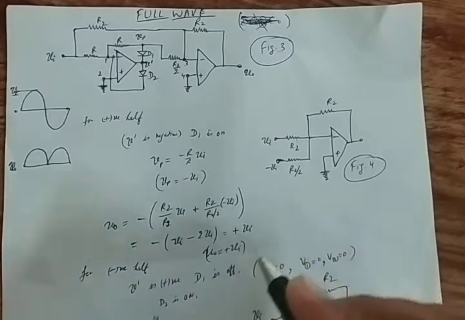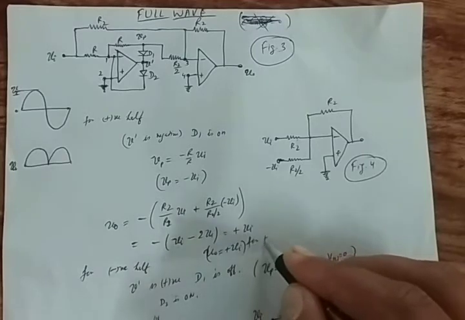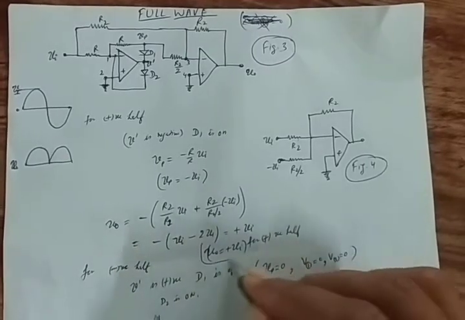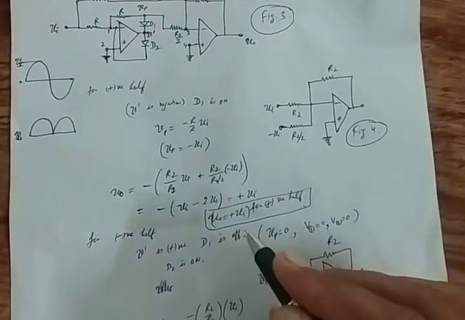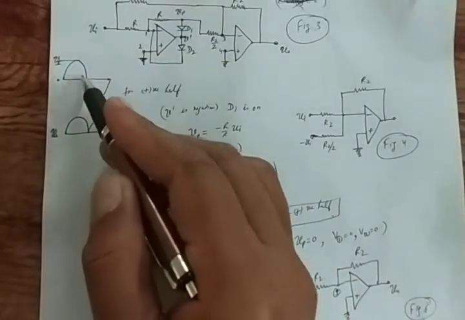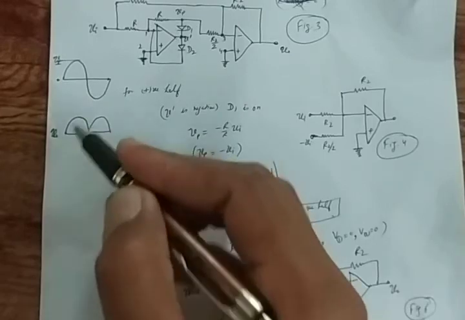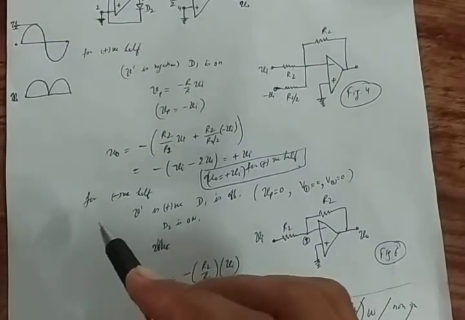So for positive half cycle, we will have V0 is equal to plus Vi. So whatever is given in the input appears at the output. Let us see what happens in the negative half cycle.